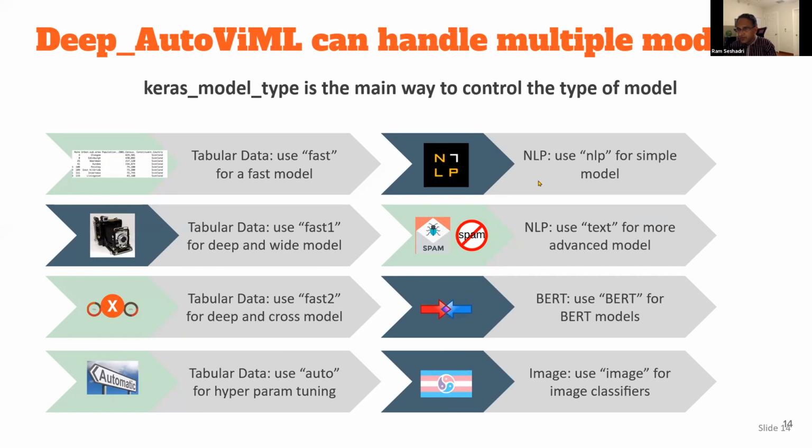Same thing on NLP. You can start with NLP by using the word NLP for text data. You say NLP for the simple model. If you use the word next layer, the next step is use text to get a more advanced model. And if you use the word BERT option, you're going to get a BERT model that takes a long time to load and a long time to train.